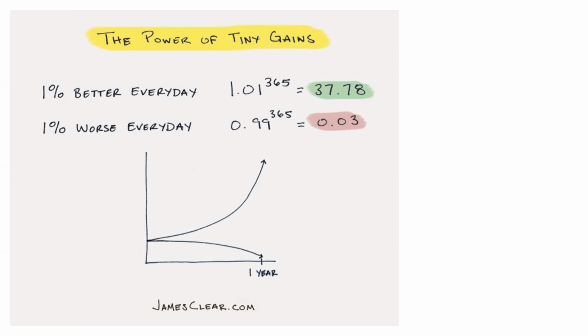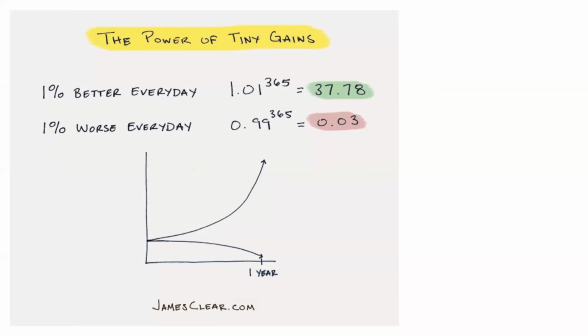You get worse by 1% every day, and you decrease to 0.03x, right? I mean, you go down to almost zero. The difference between the first and the second is mind blowing, and the chart below clearly shows the one that is curving up and the one below it curving down. See, both are exponential, but the first one is on the better side, and the next one is on the worse side.